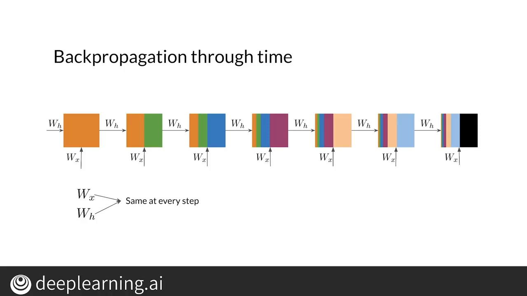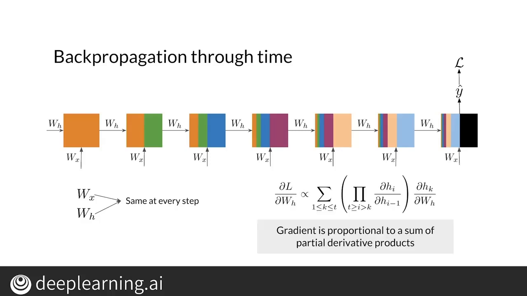Recall that the weights W subscript H and W subscript X are the same for each step. And let's focus on the weights W subscript H, noting that everything that I'll present to you also applies to W subscript X. With the loss being computed at the T step of the sequence, the gradient with respect to W subscript H would depend on the computations that are made at every step. In fact, it is proportional to the sum of products of hidden states partial derivatives. This relationship can be found by applying the chain rule and the use of a couple of tricks. But you don't need to worry about the derivation as much as the implications behind this formula.